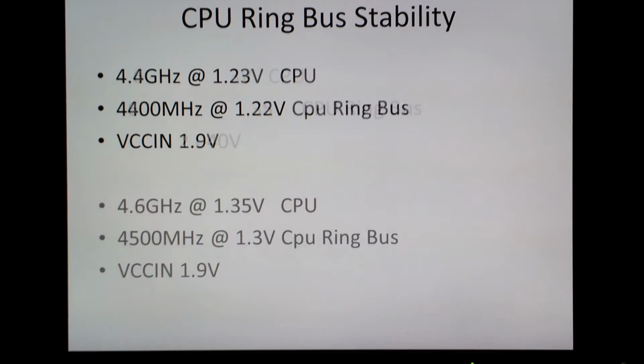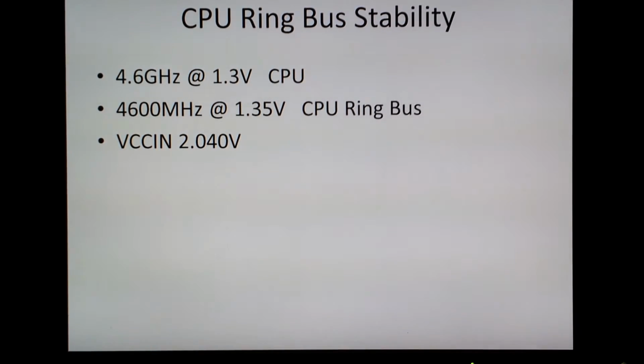Now, to give you an idea of what I'm working on right now, I'm trying to find stability at 4.6 gigahertz with a 1-to-1 ratio. My CPU is also stable at 4.7 gigahertz, but I'm going to work on 4.6 and then I'm going to work on 4.7 next.